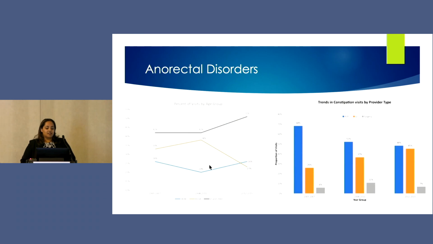And elderly patients, this is looking at age and visits. So the gray line at the top here is 65 and older. This is 41 to 64, and this is 18 to 40. There was a significant increase in visits in our elderly population over time. So we're seeing more and more of these patients.